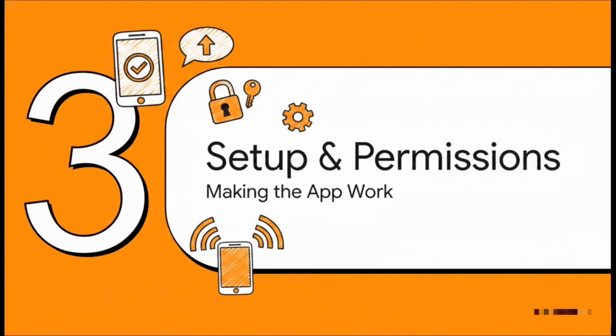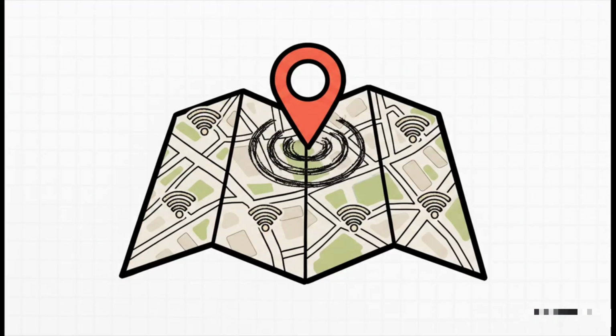Section 3. Setup and permissions. Okay, so the absolute most critical step after you open the app is to grant it location permission. Now, you might be wondering, why does this app need to know exactly where I am? Well, by allowing location access, the app drops a pin on your exact spot on its map. This is what lets it instantly scan and show you all the available Wi-Fi networks in your immediate physical area. Without this permission, the app is essentially flying blind. It absolutely needs to know where you stand to tell you what's around you.